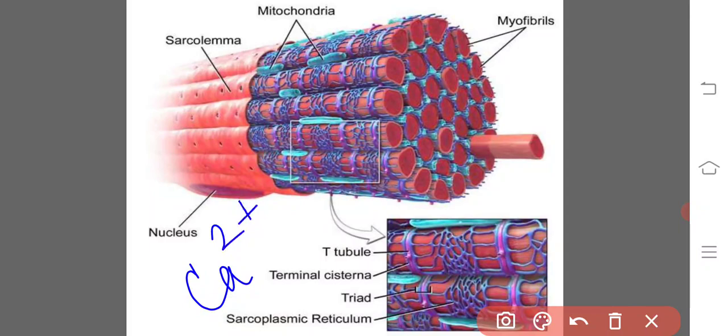Then the sarcoplasm contains organelles like the sarcosomes, which are called mitochondria, which lie strategically close to the contractile machinery that uses the ATP during contraction, so that ATP can be produced quickly as needed.